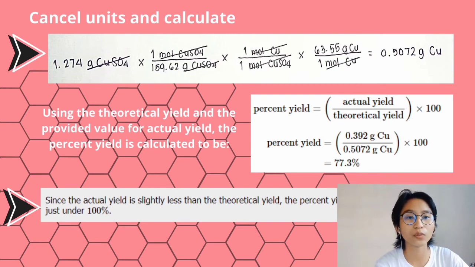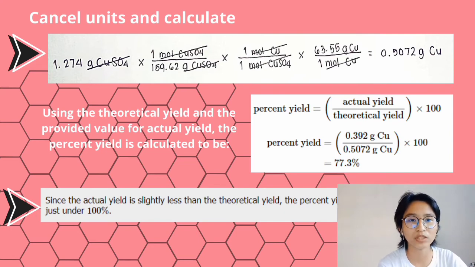As we go on with the equation, we also cancel those units that are the same. After that, we see that the whole situation resulted in 0.5072, which is then the theoretical yield. The last step is to now find the percent yield.